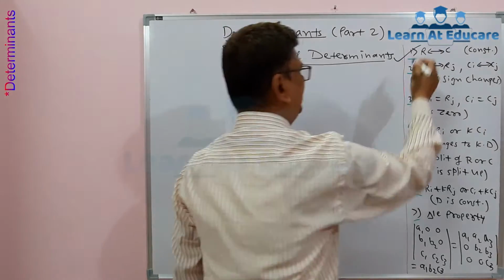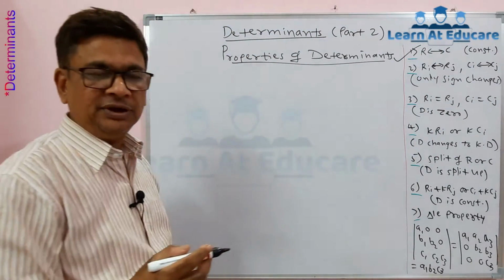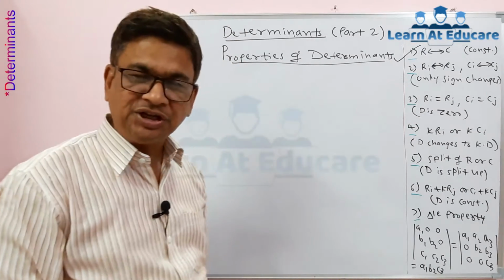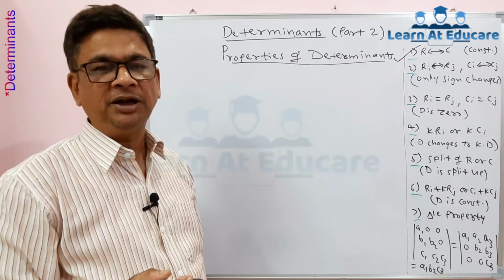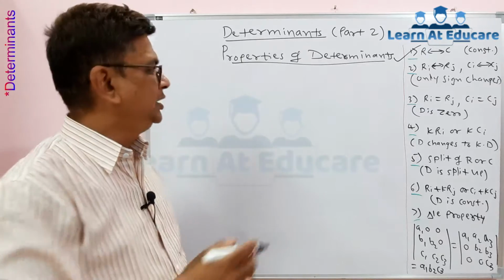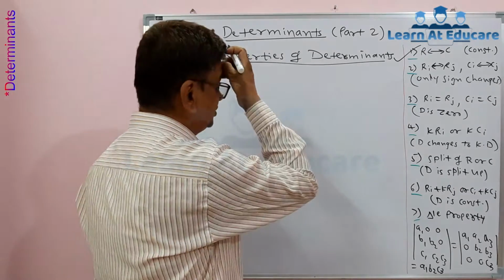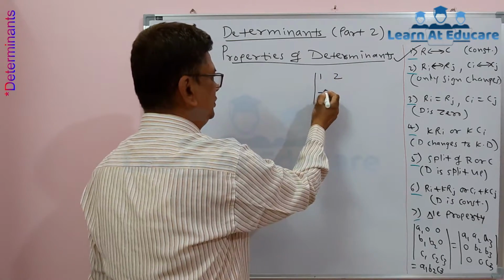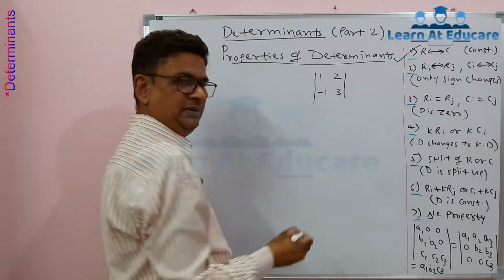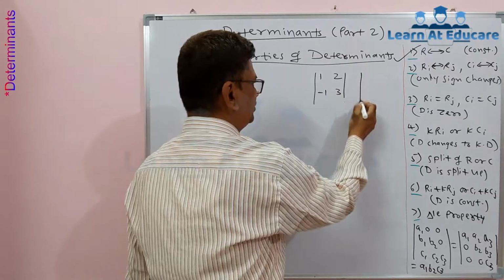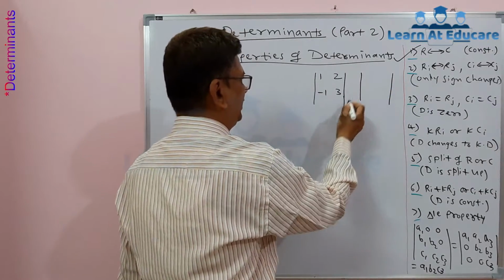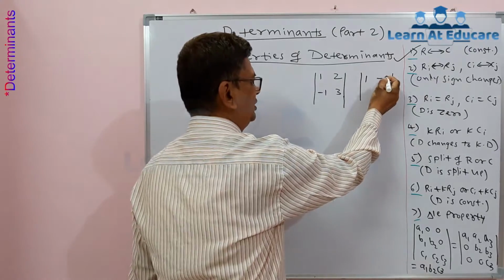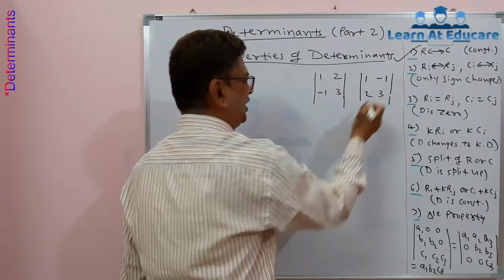The first property is that if in the determinant rows and columns are interchanged, then the value of determinant remains constant. We'll take an example for it. Suppose we have such a determinant, row wise 1 2 minus 1 3. Now if you interchange the rows and columns, you will get such a new determinant. This first column becomes first row, second column becomes second row.